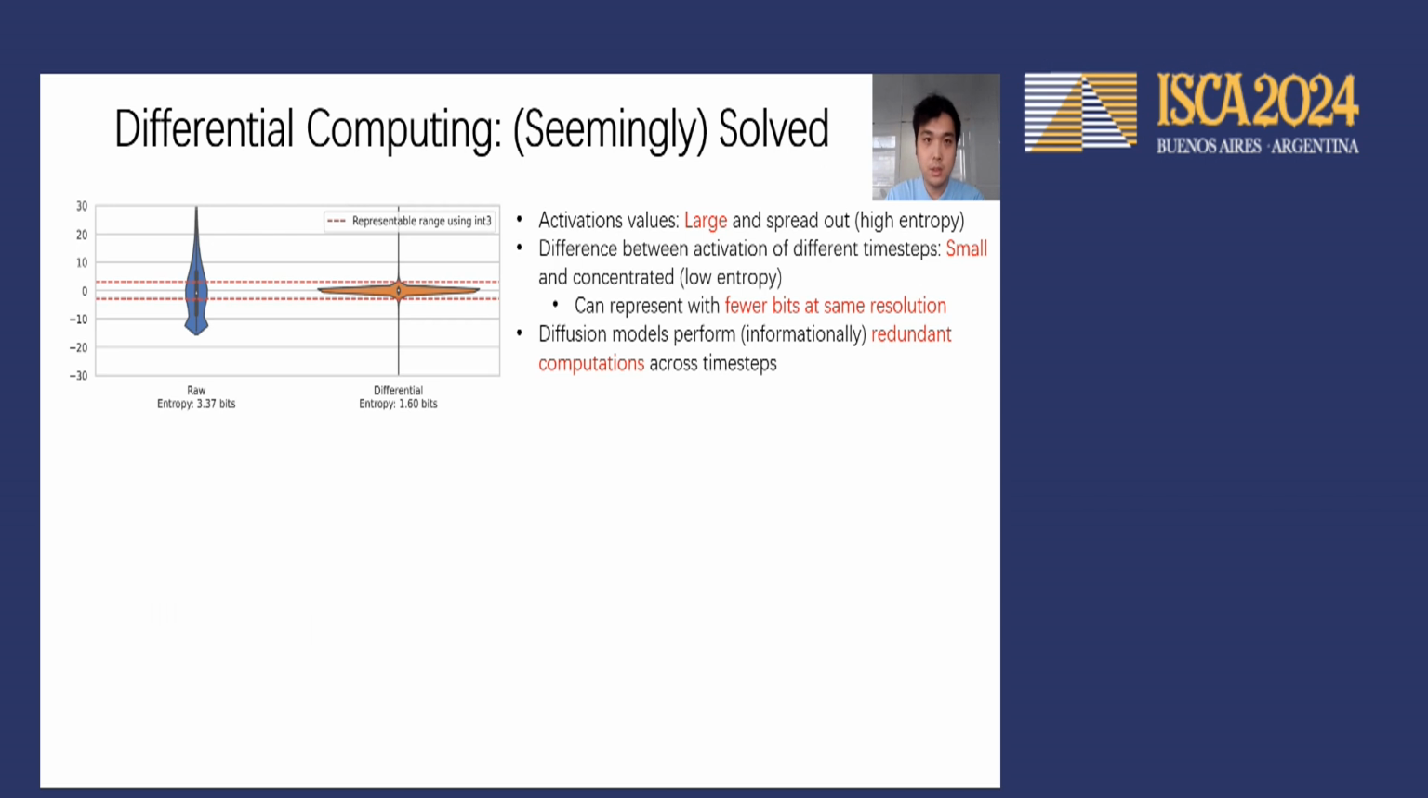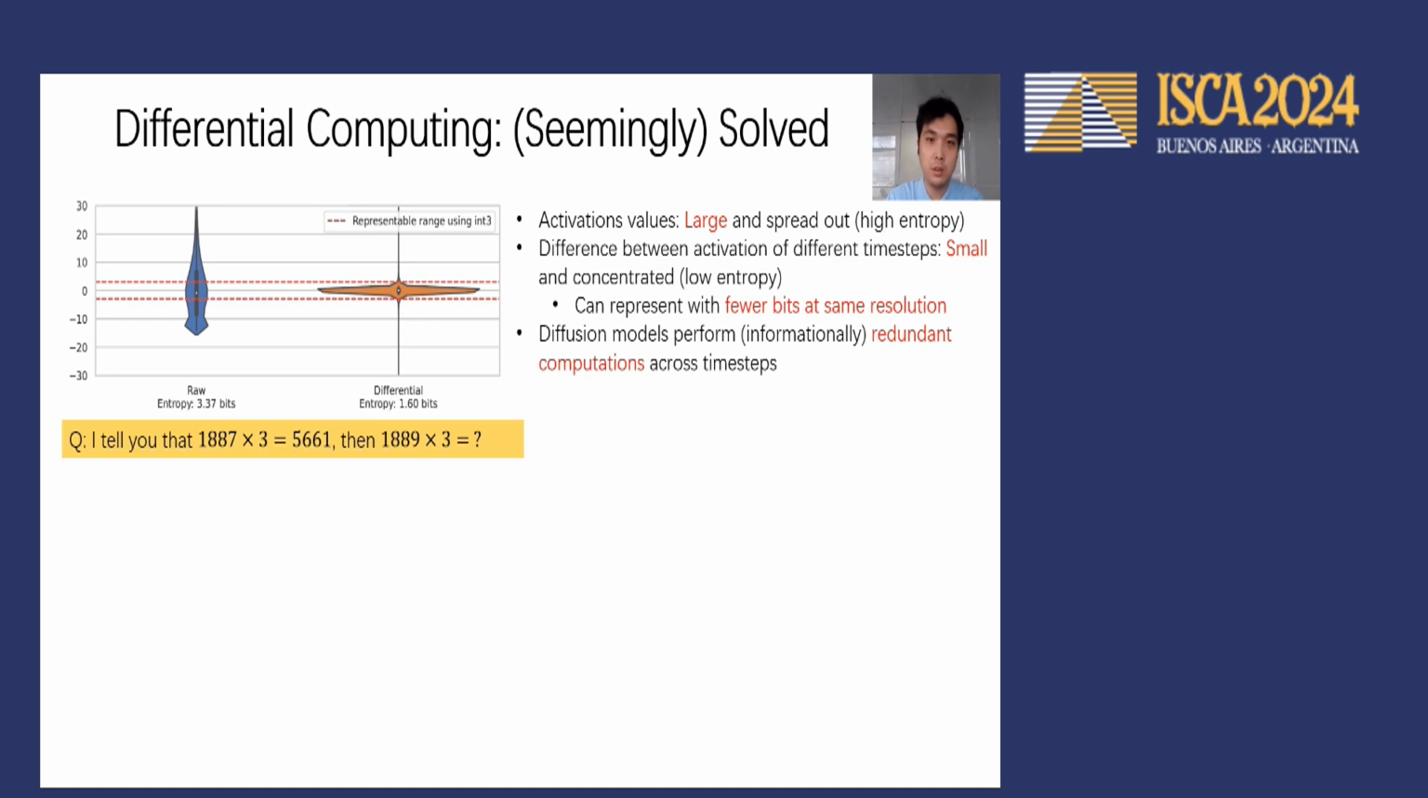The answer is yes. Here we plot the distribution of values in the activation tensors, with and without taking the difference between the two time steps. As you can see, the raw values on the left are numerically large and spread out and have a high entropy. The delta values on the right are small and concentrated and have a lower entropy. This implies that the computation is informationally redundant across time steps. What do we do about this?